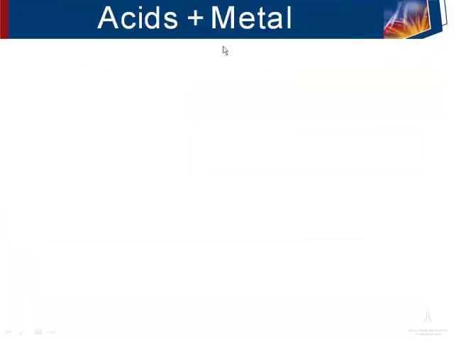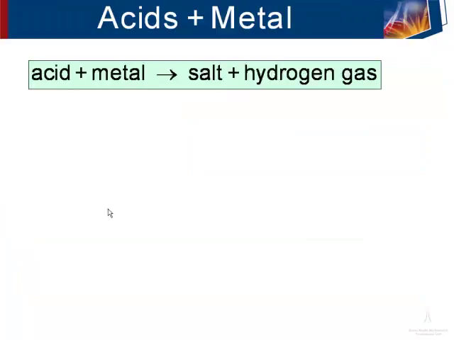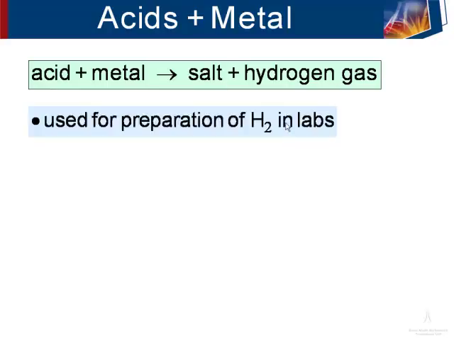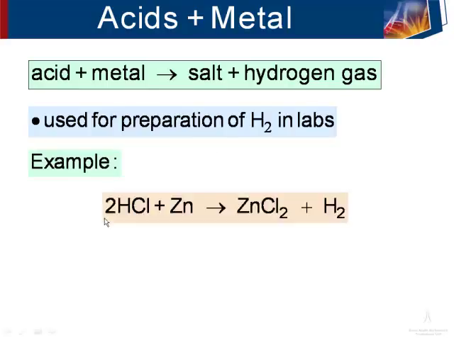Next, acids plus metals. Again, a general equation: an acid plus a metal reacts to form salt and hydrogen gas. And this reaction is often used in the labs to prepare hydrogen gas for use in other reactions. An example would be a reaction between hydrochloric acid and zinc metal, and the salt that is formed is zinc chloride, and of course we form hydrogen gas.